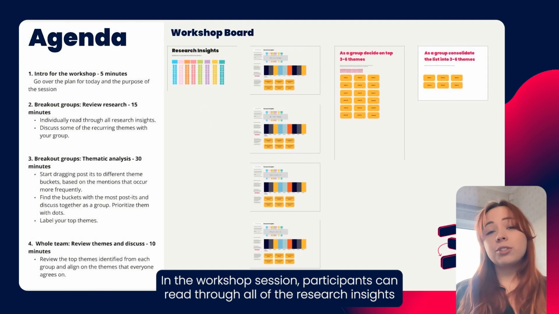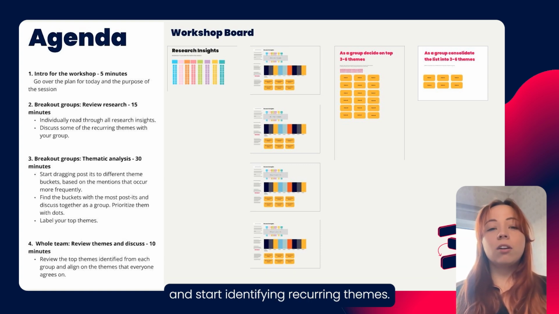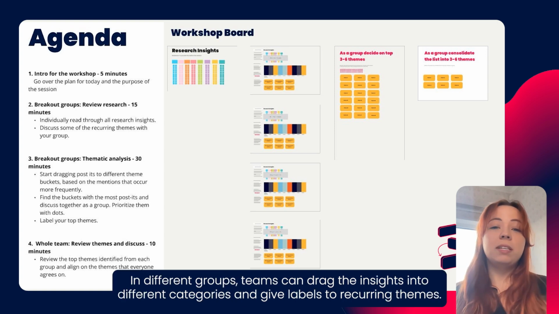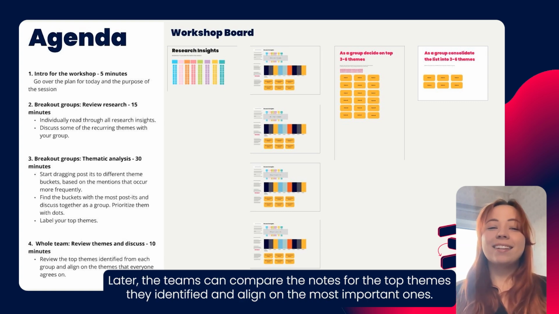In the workshop session, participants can read through all of the research insights and start identifying recurring themes. In different groups, teams can drag the insights into different categories and give labels to recurring themes. Later, the teams can compare the notes for the top themes they identified and align on the most important ones.